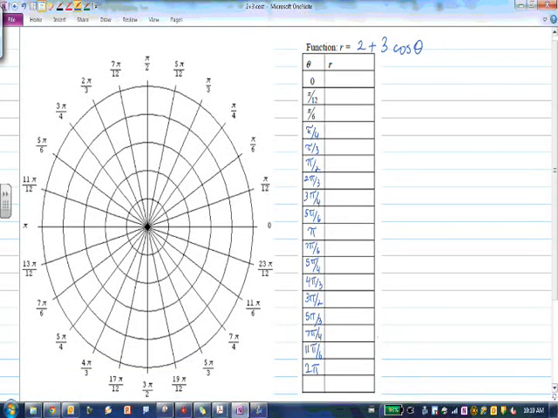The next graph we're going to graph is called the limaçon. Let's take a look.